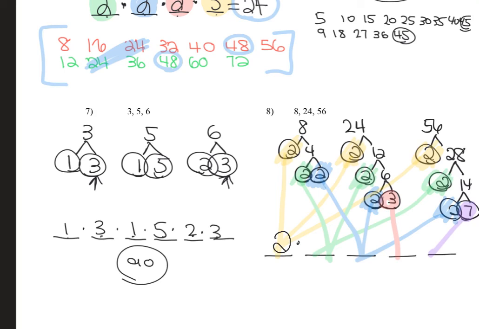So we have 2 times 2 times 2 times 3 times 7. So 2 times 2 is 4, times 2 is 8. 8 times 7 is 56. 56 times 3 is 168.